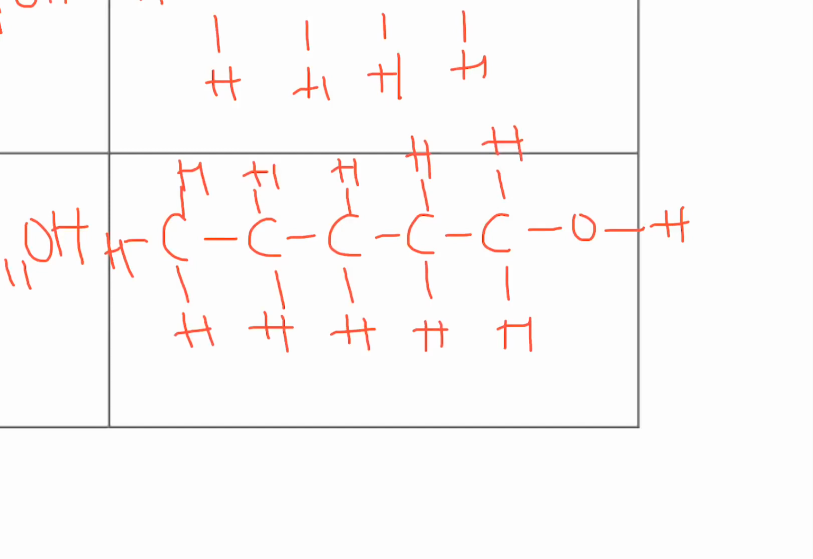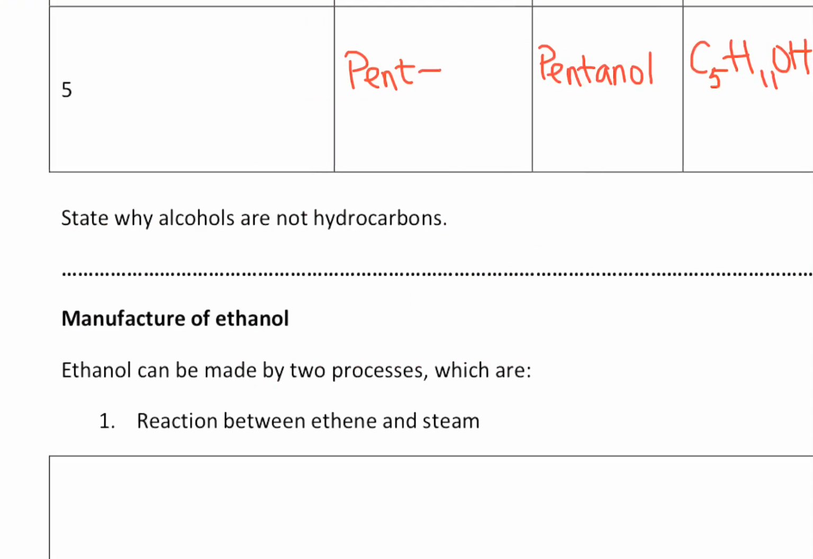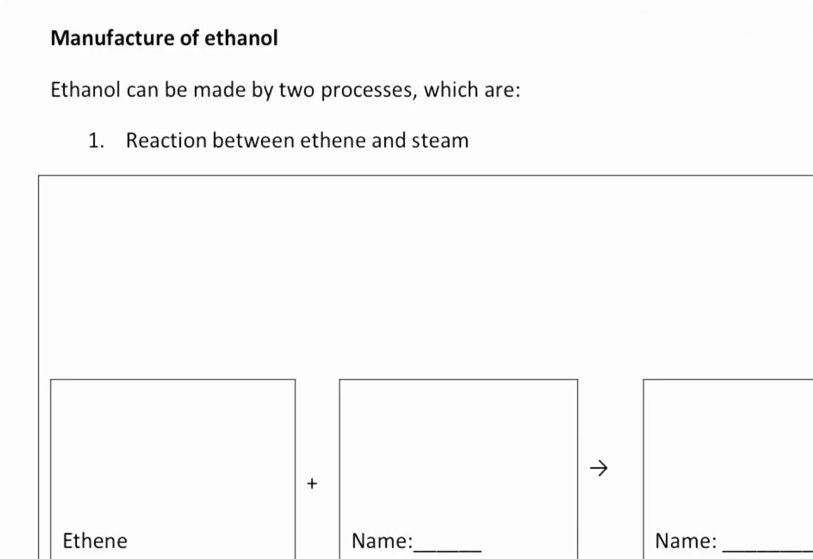Make sure that all your carbon is forming 4 bonds because it has valency 4, all the hydrogen is forming only 1 bond because it has valency 1, and all the oxygen is forming 2 bonds because it has valency 2. State why alcohols are not hydrocarbons. I'll let you answer this.